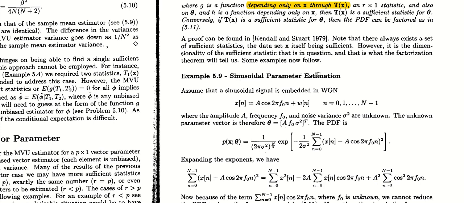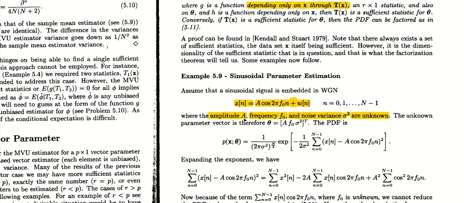We have a sinusoidal parameter estimation. Assume that a sinusoidal signal is embedded in WGN. This is a typical problem. We did it many times. The amplitude, frequency, and noise variance are now unknown. So now we have a new version of the problem, right? You have a lot of things unknown instead of just one single scalar.